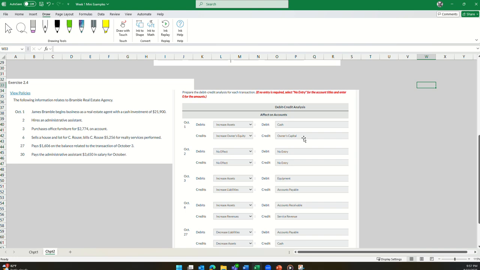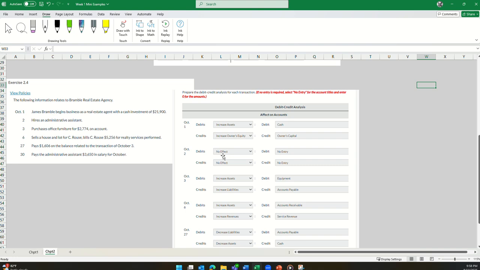That increases owner's capital, and he has cash of 21,900. The equation balances. On October 2nd, he hires an administrative assistant. Is any money in and out for that? In that alone, no. So there's no effect. There's no journal entry being made here.